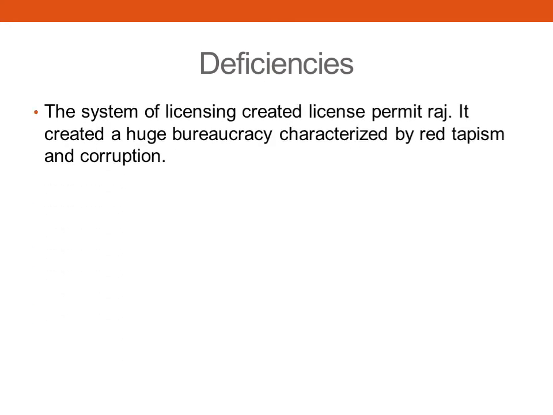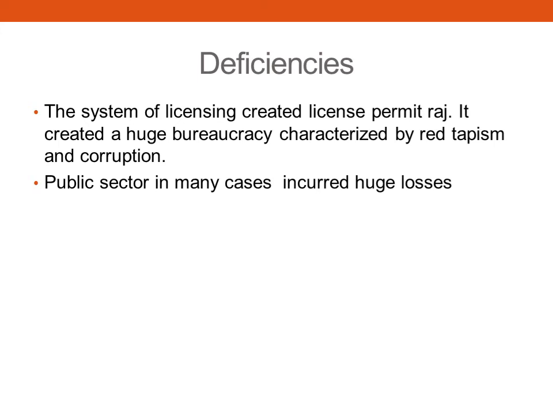Inefficiencies of policies on India's industrial development. The system of licensing created license permit Raj. It created a huge bureaucracy characterized by red tapeism and corruption. In the industrial policy resolution, you have studied about IPR in the previous class, right? In the industrial policy resolution, it states that all the industries were under the control of the public sector. Even if a private firm wants to start a new business, they need to obtain a license. So the system of licensing that created license permit Raj means it created corruption.